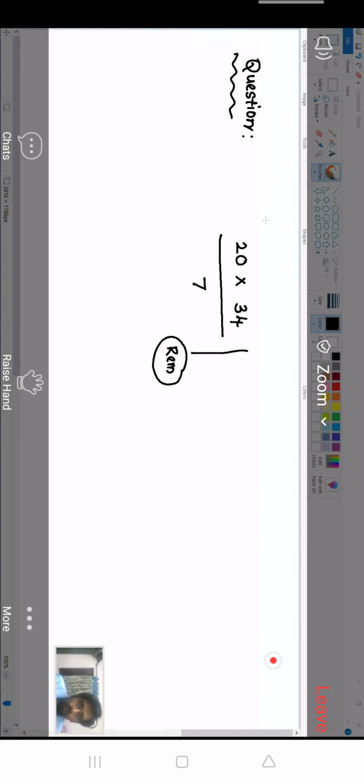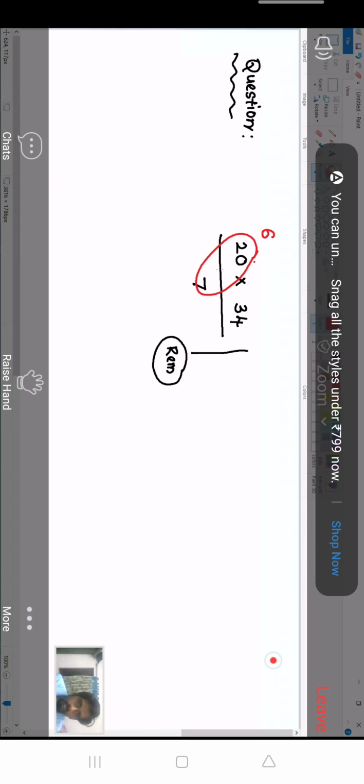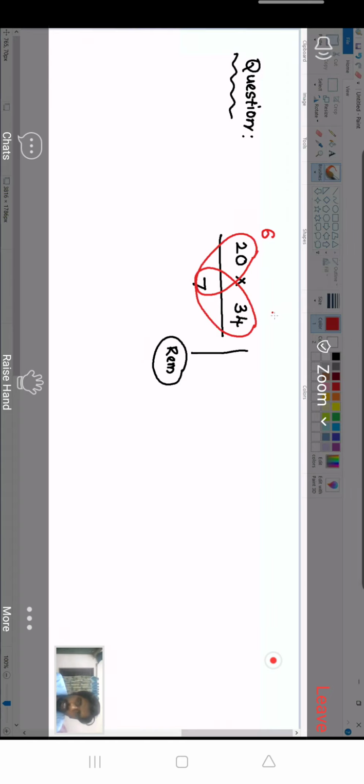So 20 into 34, when I divide with 7, what is the remainder is the question. So what we can do, we can divide individually. 7 twos are 14, we are left with a remainder of 6. And 34 by 7, 7 fours are 28, we are left with a remainder of 6. What is 6 into 6? 36. So if you get 36, can we take the remainder as 36 here?